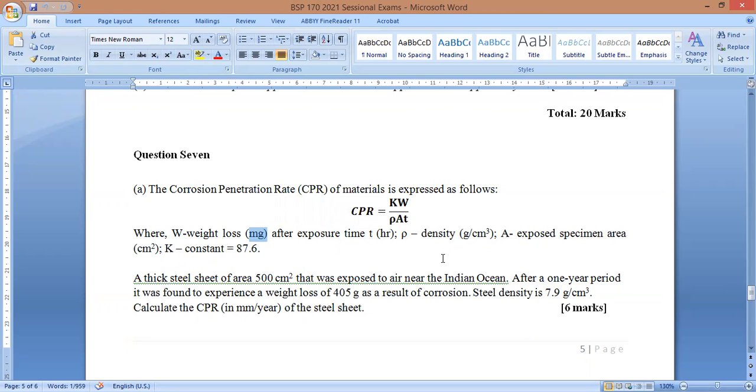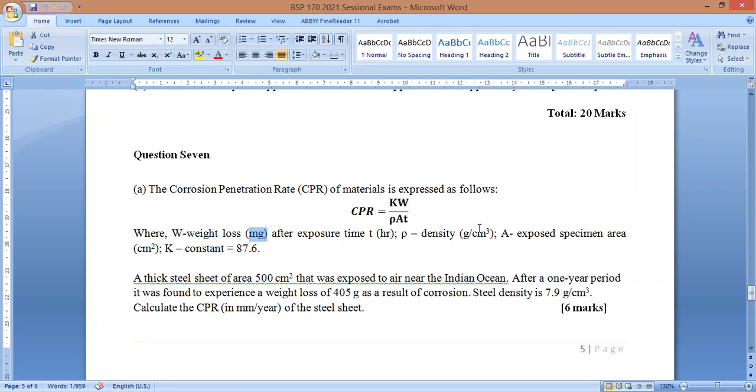Okay, conversion of units, usually that's where the problem is. So some students were just getting 405 and placing it here. But what does the formula say? It's weight loss in what? Milligrams. So I'm supposed to convert this 405 into mg and place it there.